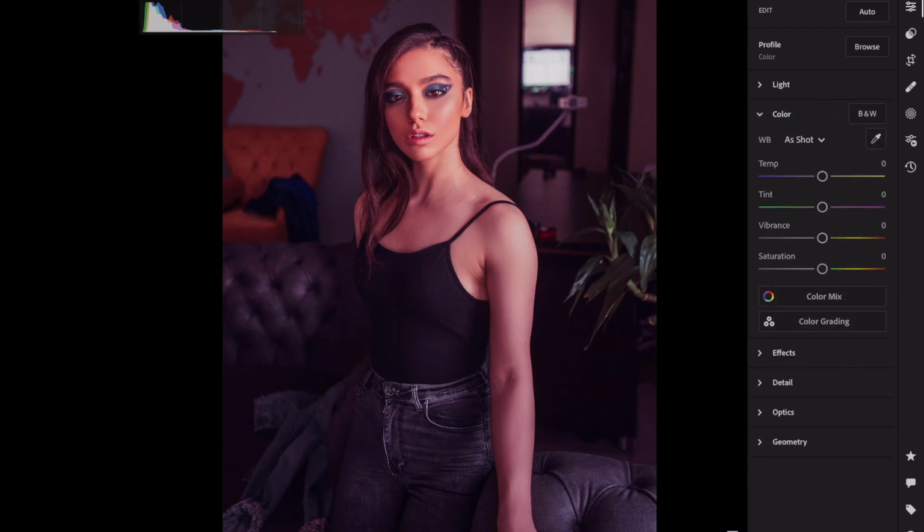Open the color section. Temp, minus 5. Tint, plus 15. Vibrance, plus 30. Saturation, minus 20.